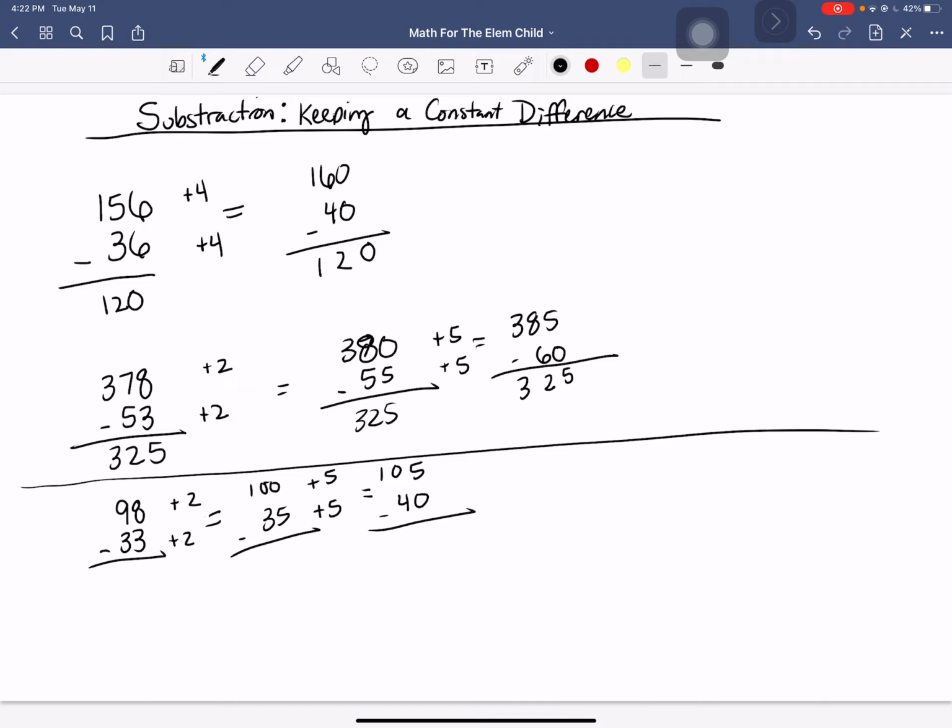So now 5 minus 0 is 5, and then this together, so 10 minus 4 is 6. So now we have 105 minus 40 equals 65, and then 100 minus 35 is 65, and then 98 minus 33, the original problem, is also 65.